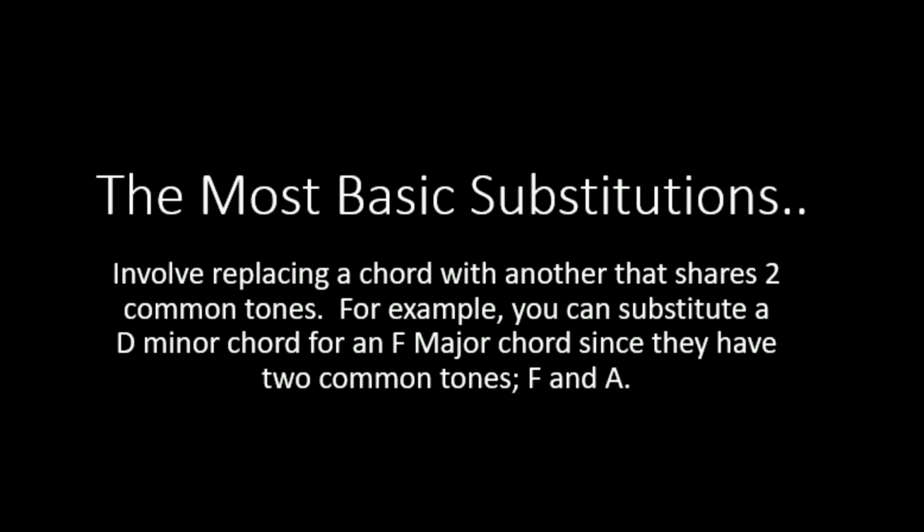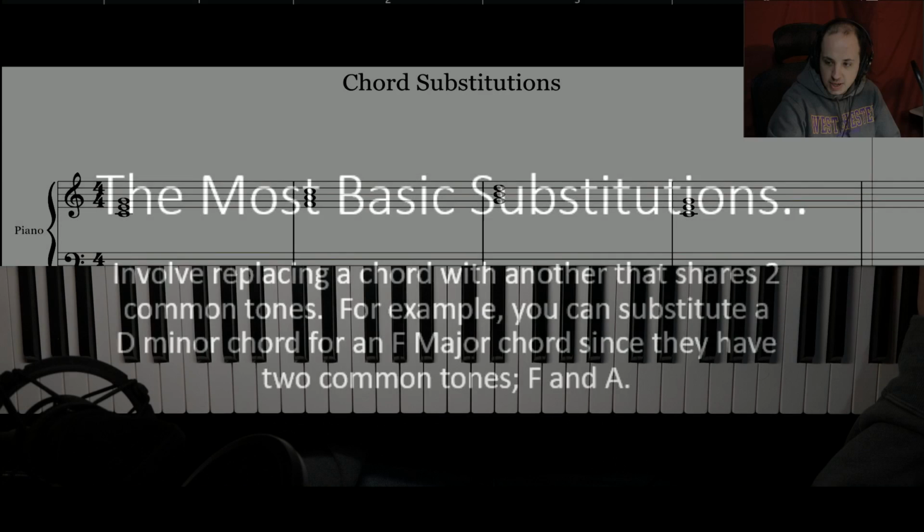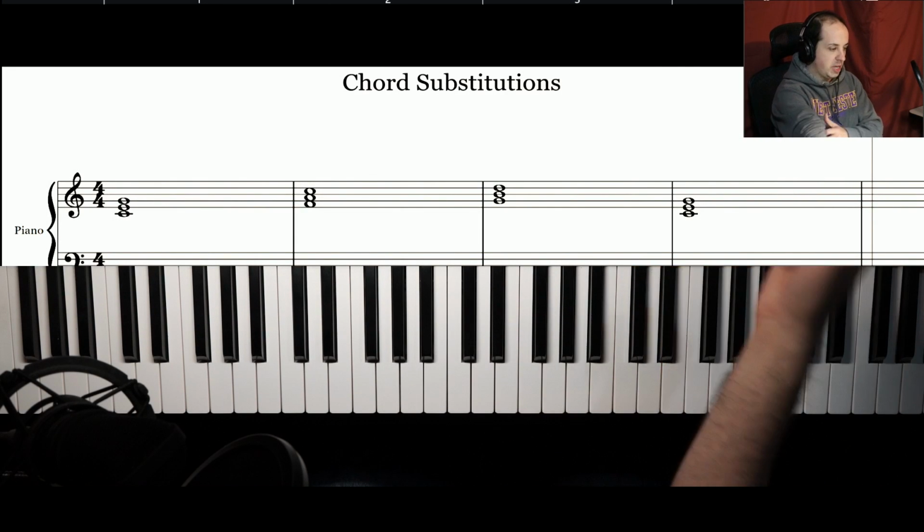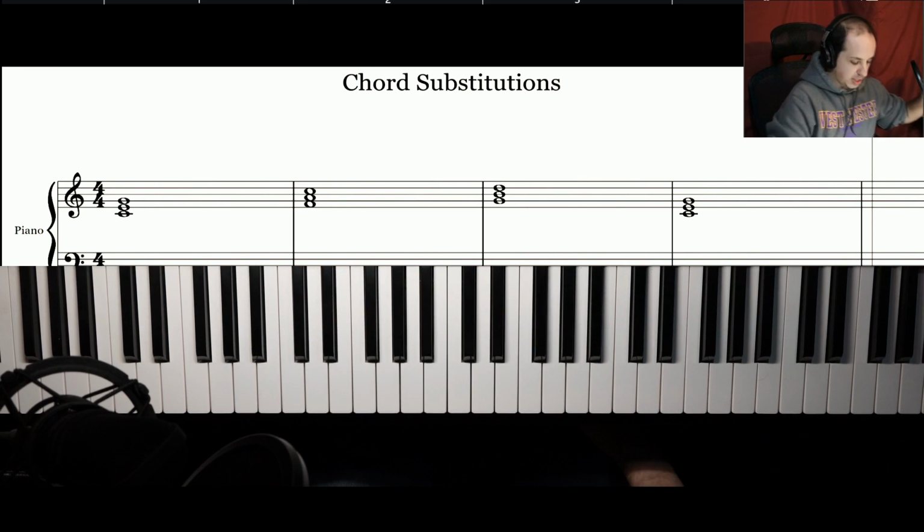Okay, the most basic chord substitutions involve replacing a chord with another that shares two common tones. So obviously that just means two notes that they have in common. For example, you can substitute a D minor chord for an F major chord since they have two common tones, F and A. So let me show you on the piano and on the sheet music here.